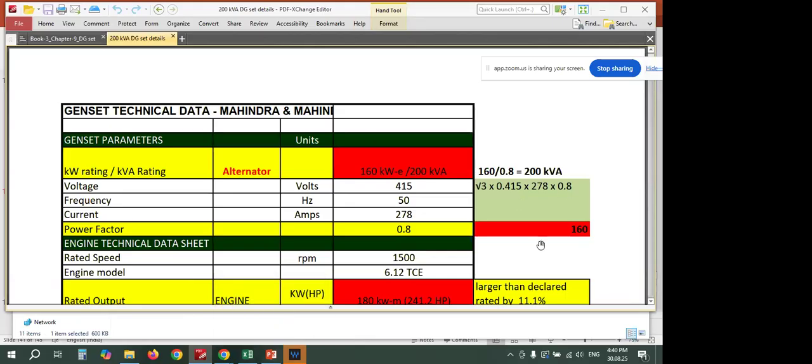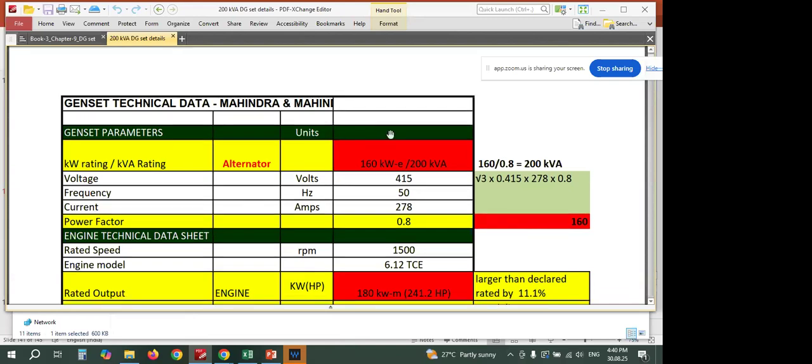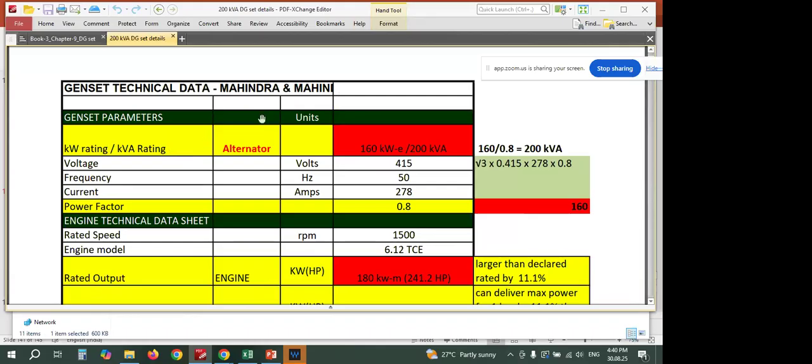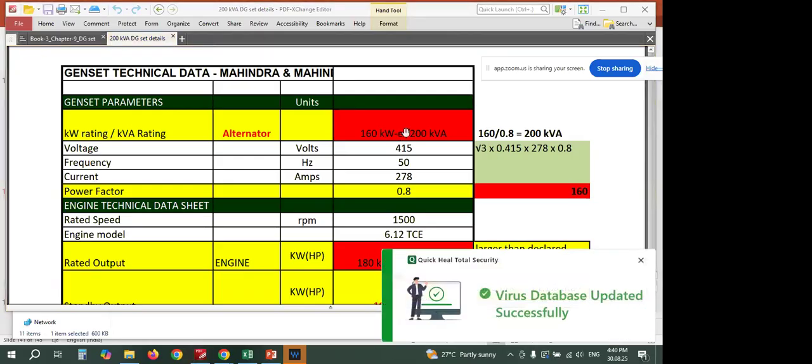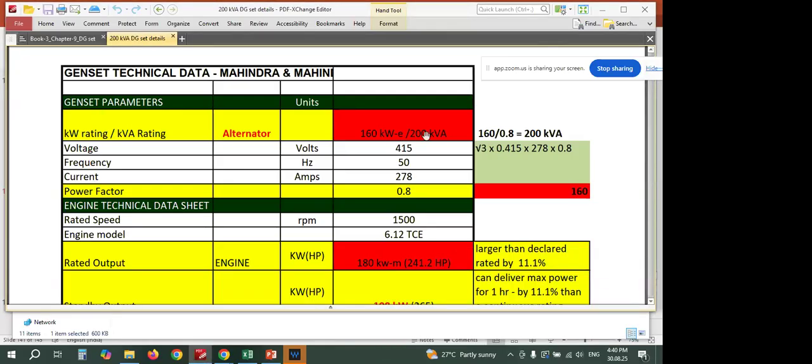Now here you will get most of the calculations and answers. This is a design data declared or selection data by Mahindra and Mahindra genset. It is a 200 kVA genset. Look carefully at the red background cells. These are important. Genset parameters, kW rating, kVA rating. For the alternator, it is 160 kW electrical, equivalent to 200 kVA.